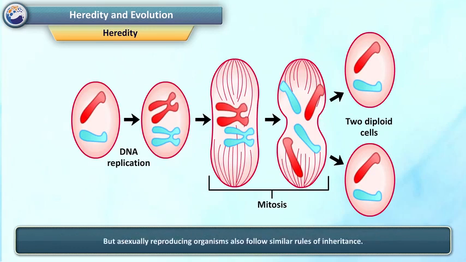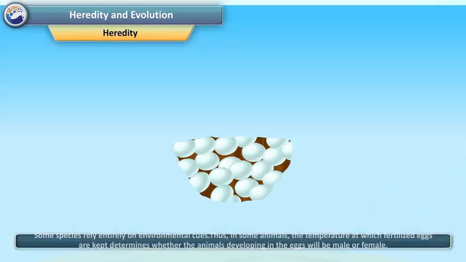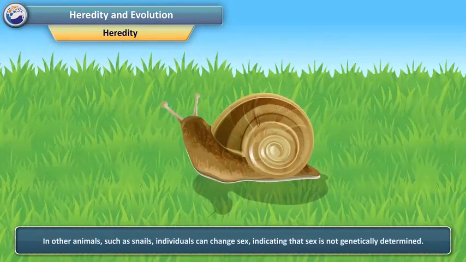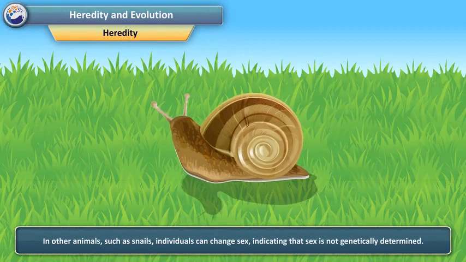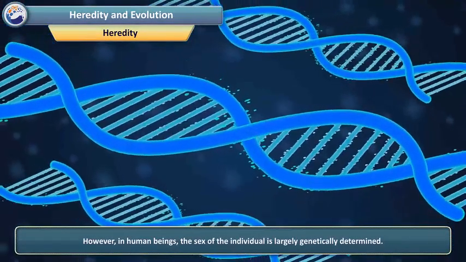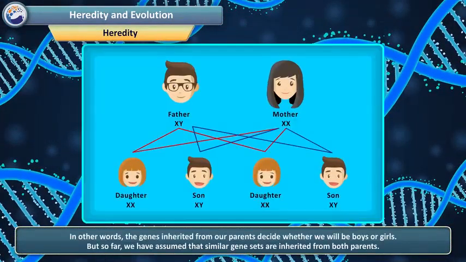But asexually reproducing organisms also follow similar rules of inheritance. How is the sex of a newborn individual determined? Some species rely entirely on environmental cues. Thus, in some animals, the temperature at which fertilized eggs are kept determines whether the animals developing in the eggs will be male or female. In other animals, such as snails, individuals can change sex, indicating that sex is not genetically determined. However, in human beings, the sex of the individual is largely genetically determined. In other words, the genes inherited from our parents decide whether we will be boys or girls.